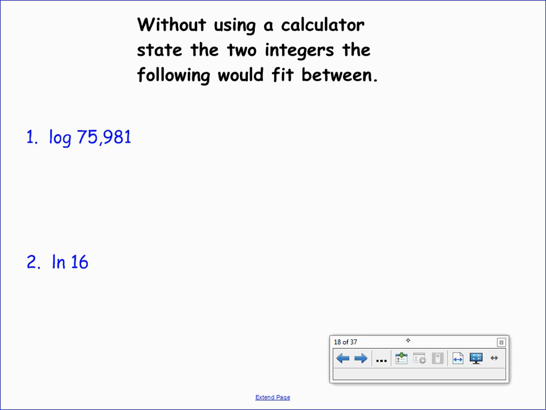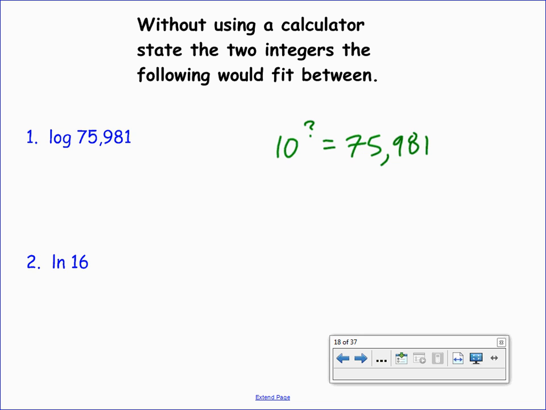All right, so without using a calculator now, let's use our knowledge of exponentials to state the two integers that the following would fit between. I don't know what the log of 75,981 is. But I do know that a logarithm is just an exponent question in disguise. Tell the class the invisible base on a common log. Olivia B? 10. So this exponent question is like 10 to the what exponent equals 75,981.